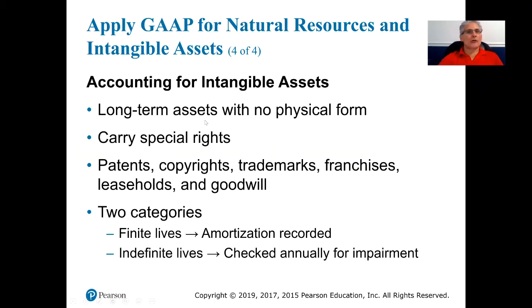Intangible assets are long-term assets with no physical form. They carry special rights. Examples of intangibles include patents, copyrights, trademarks, franchises, leaseholds, and goodwill. There are two categories of intangible assets: finite lives, which are amortized over their useful life, and indefinite lives. We do have to check them periodically for impairment.